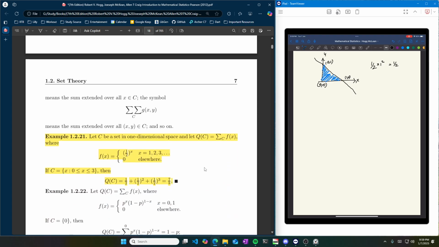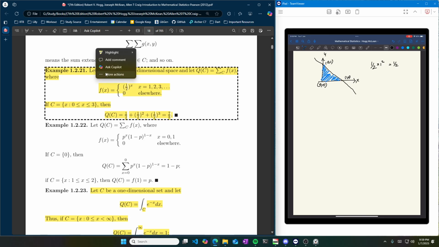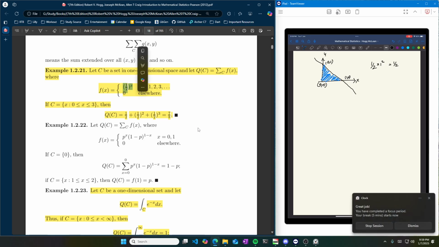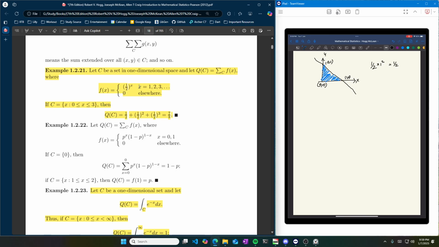I think I'm spending a little too much time going through these examples, but I think these examples should help you understand what's happening. We'll be covering a lot today, so let's see. Let C be a set in one-dimensional space and QC equals the sum of a function. Okay, and the function is, whenever x is an integer, 1 by 2 whole to the power x, and 0 otherwise, right?